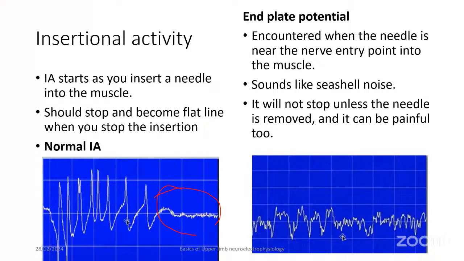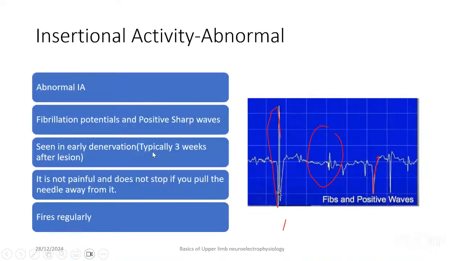So let's look at the insertional activity. It starts as you insert a needle into the muscle. You should stop and it becomes a flat line when you stop the insertion. As soon as you put the needle in, there will be some activity which subsides. End plate potential is encountered when the needle is near the nerve entry into the muscle. It sounds like a seashell noise. It will not stop unless the needle is removed, and it can be painful too. So that's important. You have to differentiate it from insertional activity.